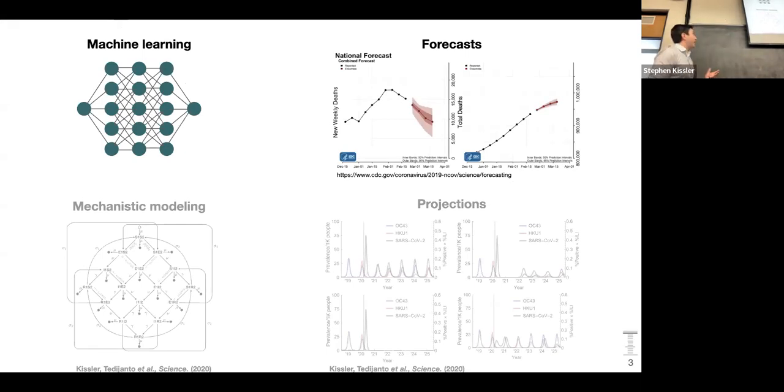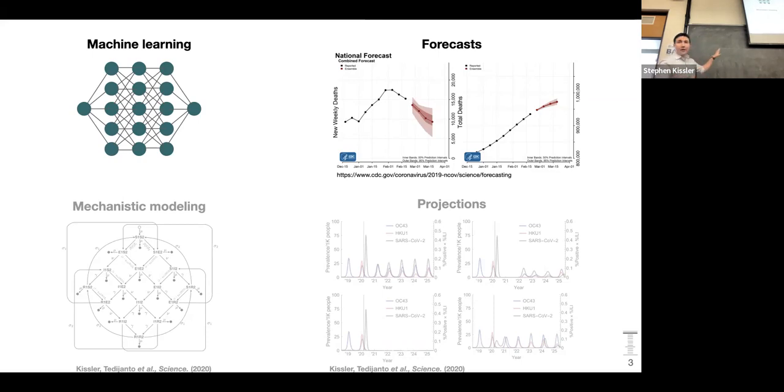I also want to address the type of modeling that I tend to do. I see two main areas of infectious disease epidemiology that have been happening lately. The first is rooted in machine learning, and frequently that yields epidemic forecasts. Oftentimes these are looking a couple of weeks ahead, trying to understand how many patients are going to be admitted to the hospital, how many deaths are going to occur. And we've gotten much better at making these kinds of forecasts.